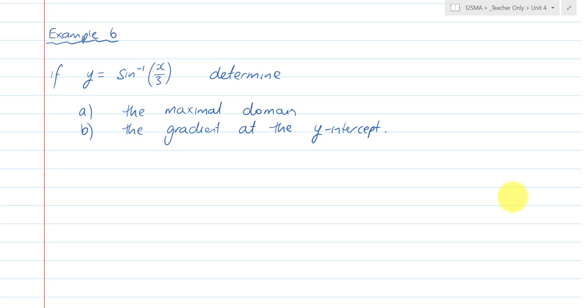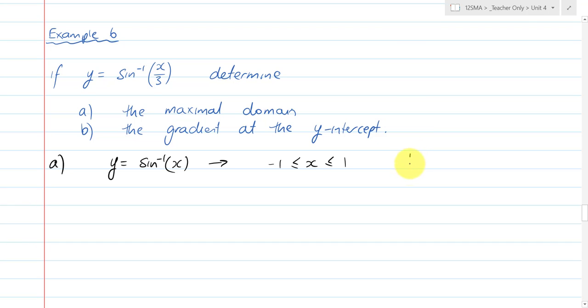Moving on to example 6. In the previous video we talked about why, when you differentiate or integrate sine inverse, cos inverse, etc., we get certain things, but now we're just going to do a couple of examples. So let's first look at what is the maximal domain of sine inverse of x. I like to start with y equals sine inverse of x, which has a maximal domain of x greater than or equal to -1, less than or equal to 1.